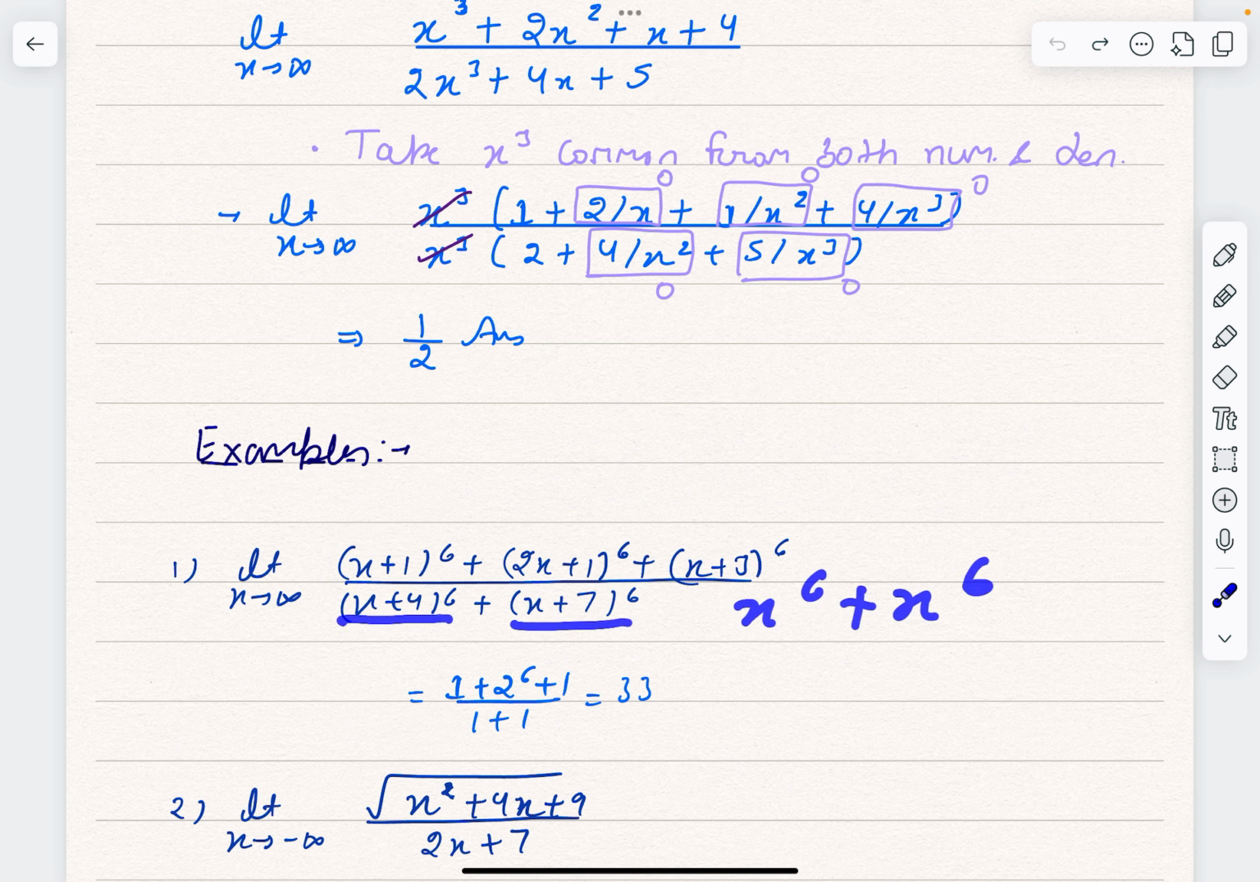When you expand the brackets, you don't need to expand fully. This first term we need to see. It will be x power 6 here, x power 6 here. So the coefficient will be 1 plus 1. When you divide them, you get 33. So the answer for the first problem is 33. Okay, now let's try the next problem.